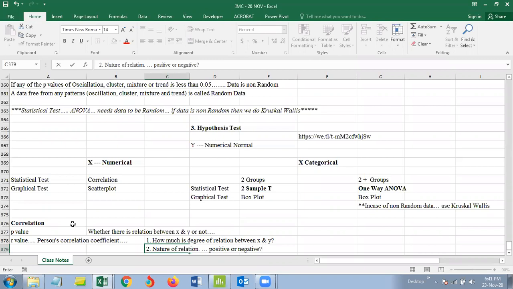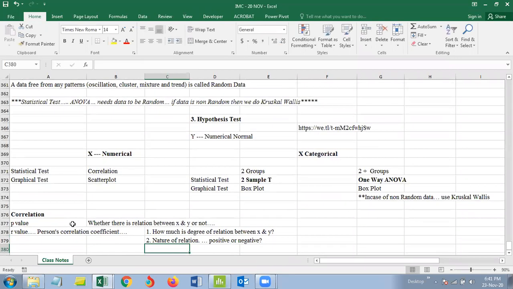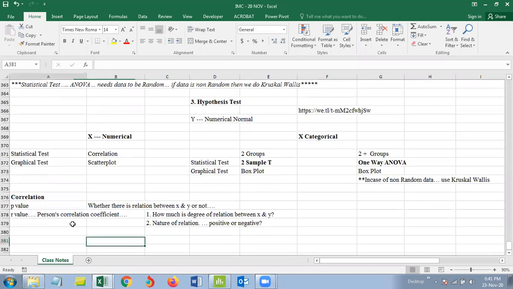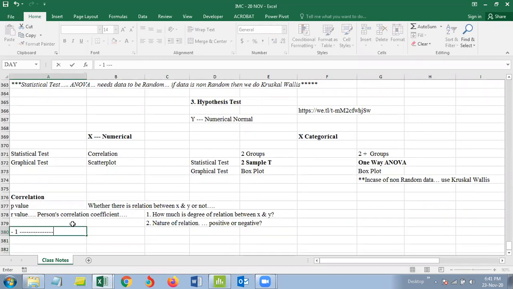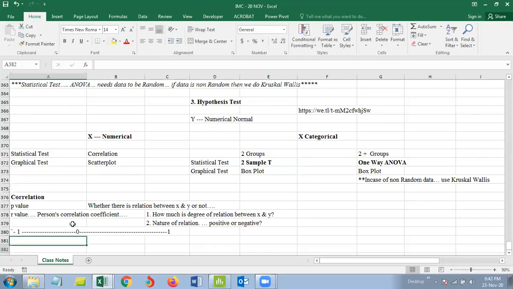And we'll understand that in a moment. This R value always ranges between -1, with a zero in between, and the maximum value is +1. So the range is -1 to +1. That's the range of R value. R value can be anything in between -1 and +1.